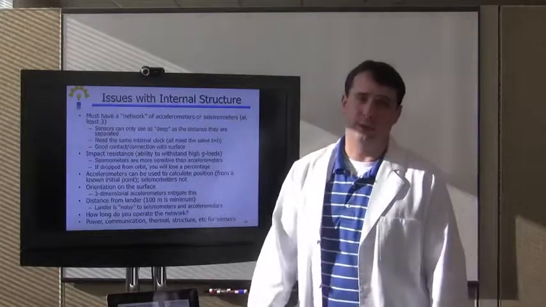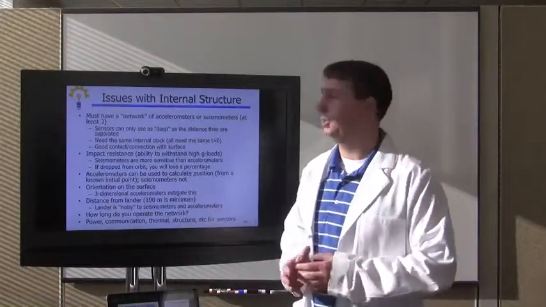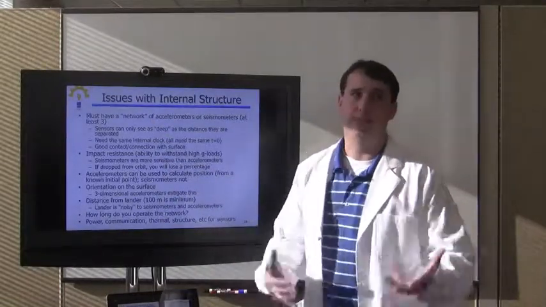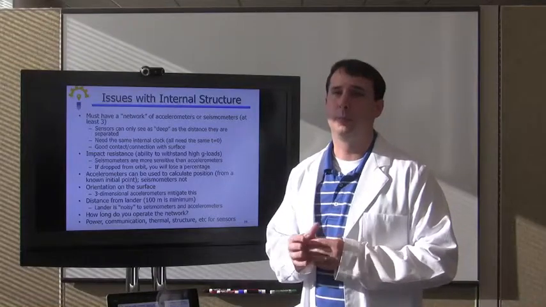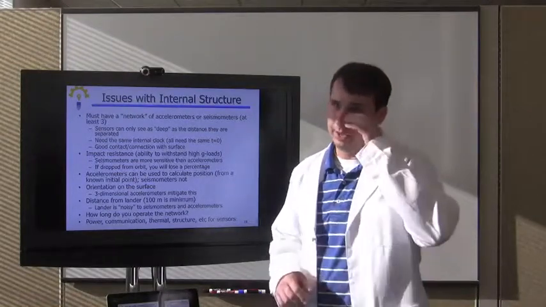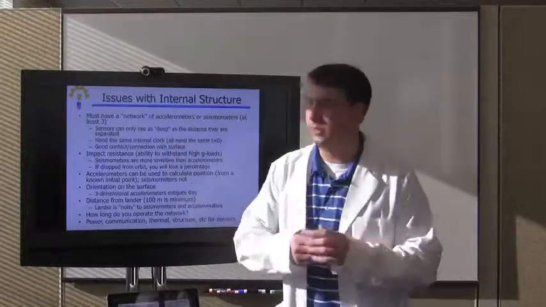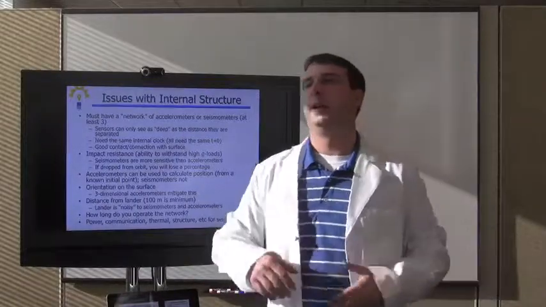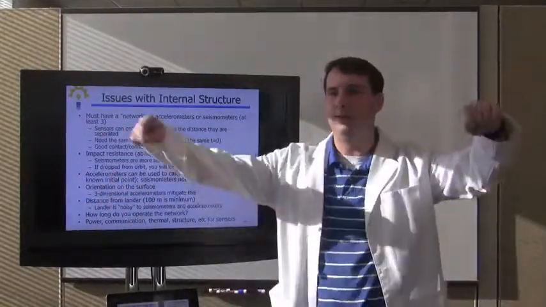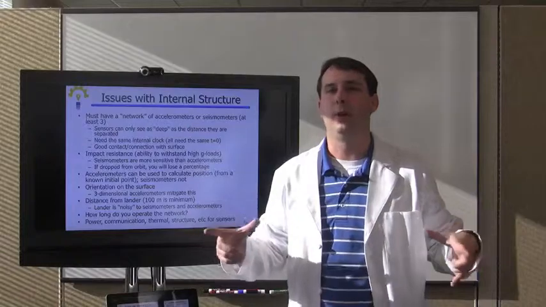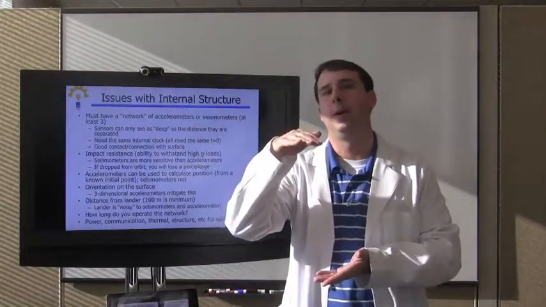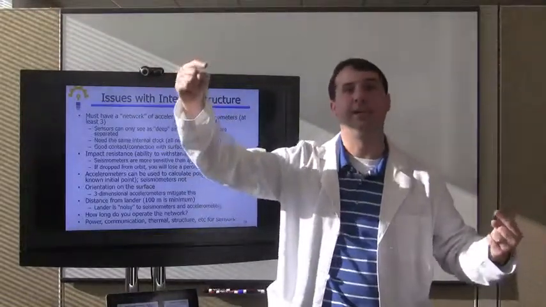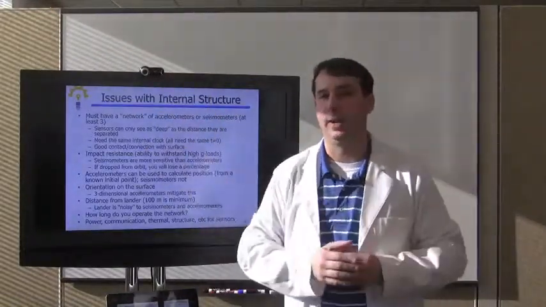So, issues with internal structure. With each of these categories, we're going to go over some issues. And so, internal structure, you've got to have a network. That's the biggest thing: there's a network of sensors you have to lay out across the planet. As a general rule of thumb, the sensors can see as deep as they are far apart. So if you have three sensors in a triangle, 100 meters apart, they can only see 100 meters deep. If you want to determine the internal structure of a planet, you've got to be across the planet from each other, right? You've got to be really far away.